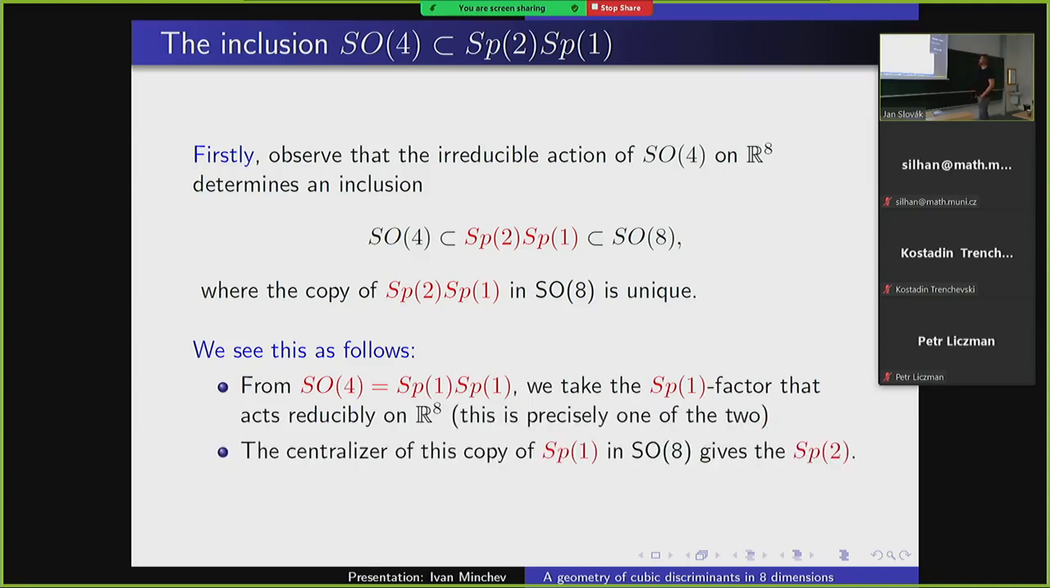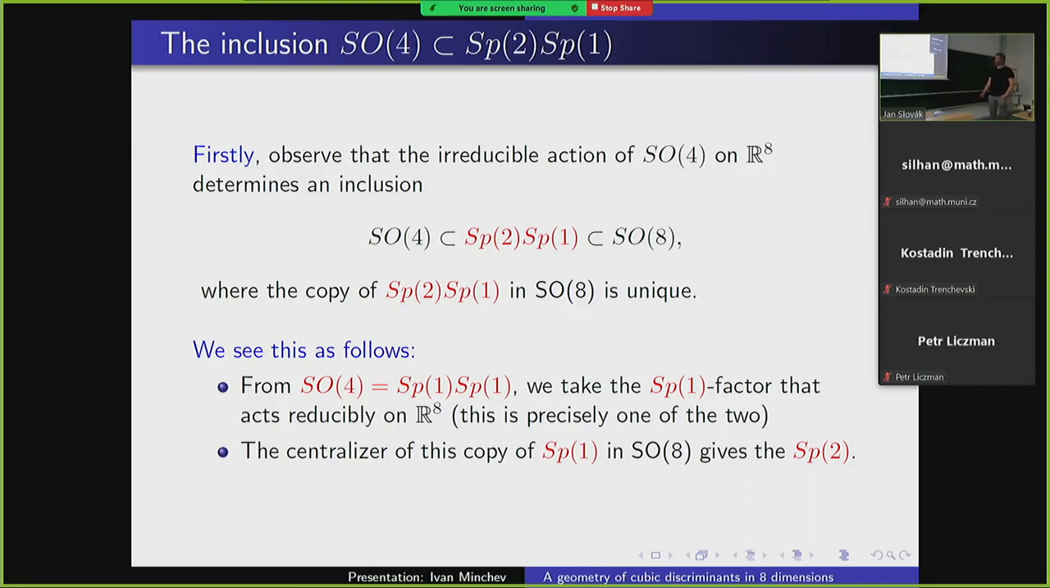We start by decomposing SO(4) as a product of two Sp(1)s. The reducible action on R^8 is such that exactly one of these Sp(1) copies in SO(4) acts reducibly, and the other one acts irreducibly. We take the one that acts reducibly on R^8, and then we take its centralizer. It has to be isomorphic to Sp(2), and the product of these two gives us this copy of Sp(2)·Sp(1) that always stays in between.